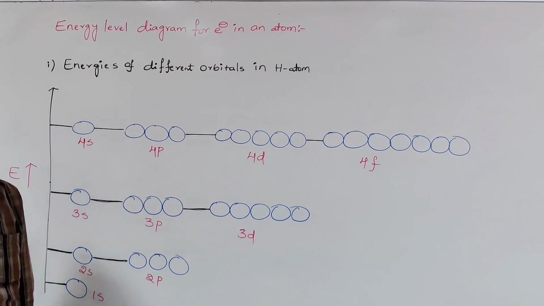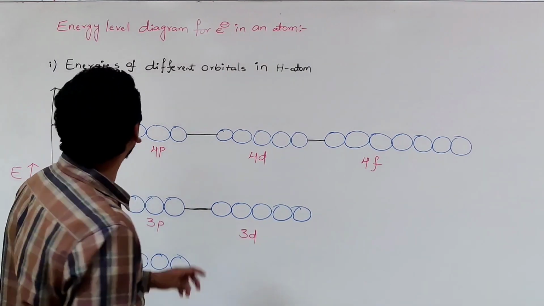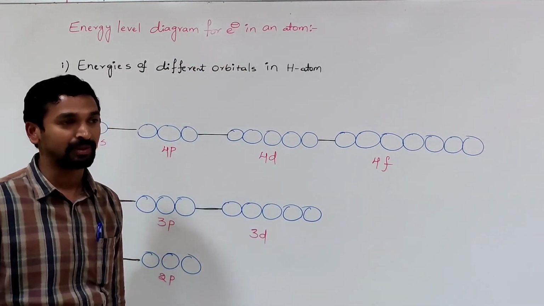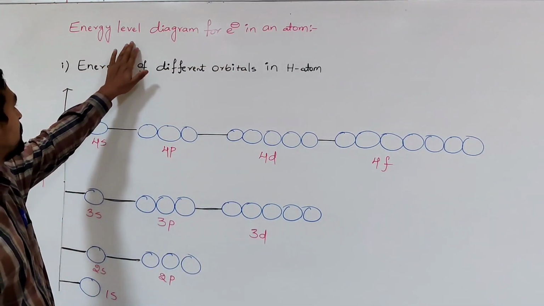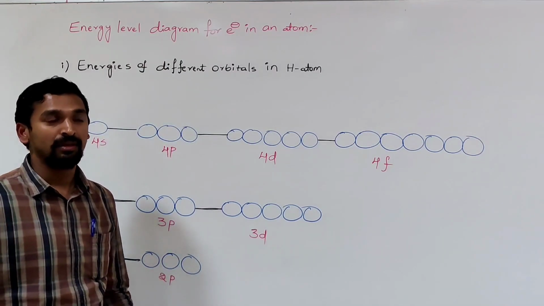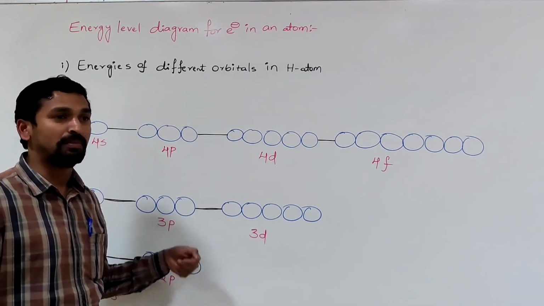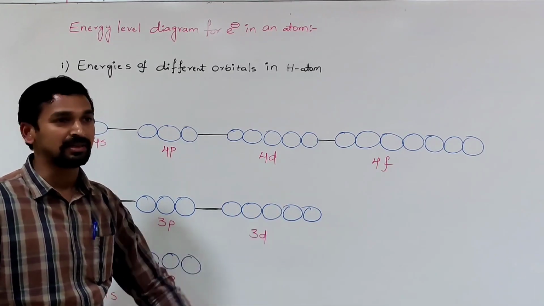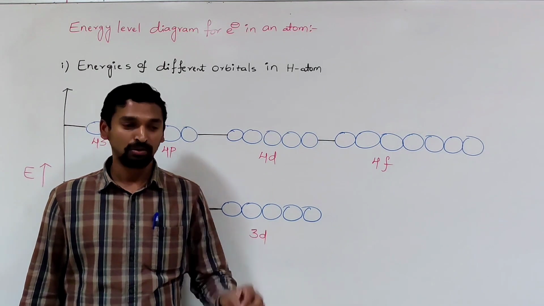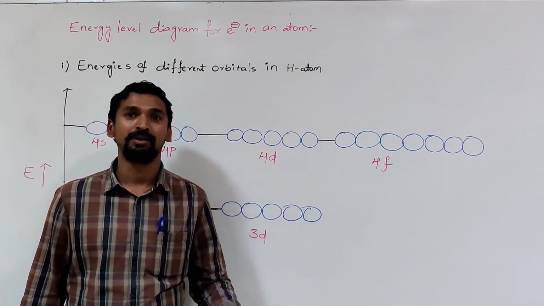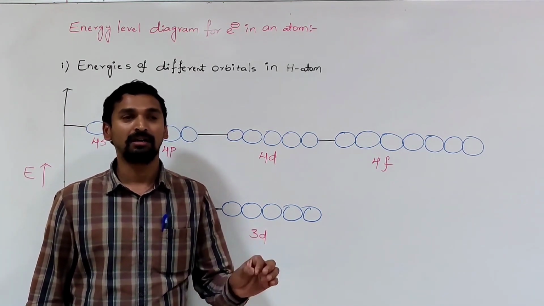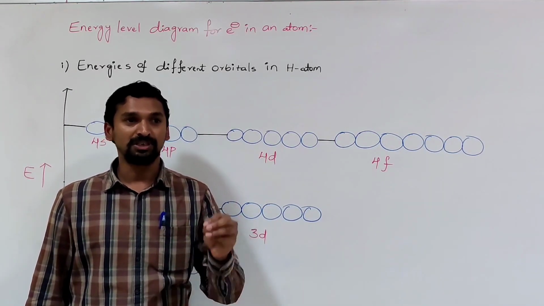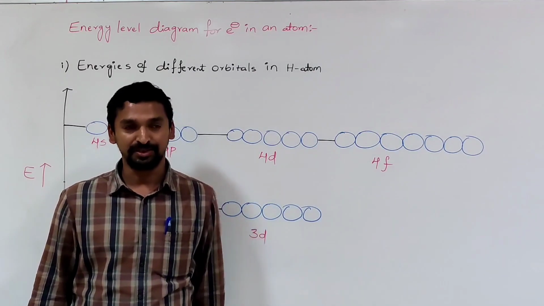In the last class we discussed the quantum numbers. Today our topic is the energy level diagram for electrons in an atom. So what was the need to study this topic? In the last topic we discussed that an atom has different orbitals. In those orbitals the electrons are present. To fill up the electrons in different orbitals, the order of energy of those orbitals is needed. That means which is lower in energy, which is higher in energy.